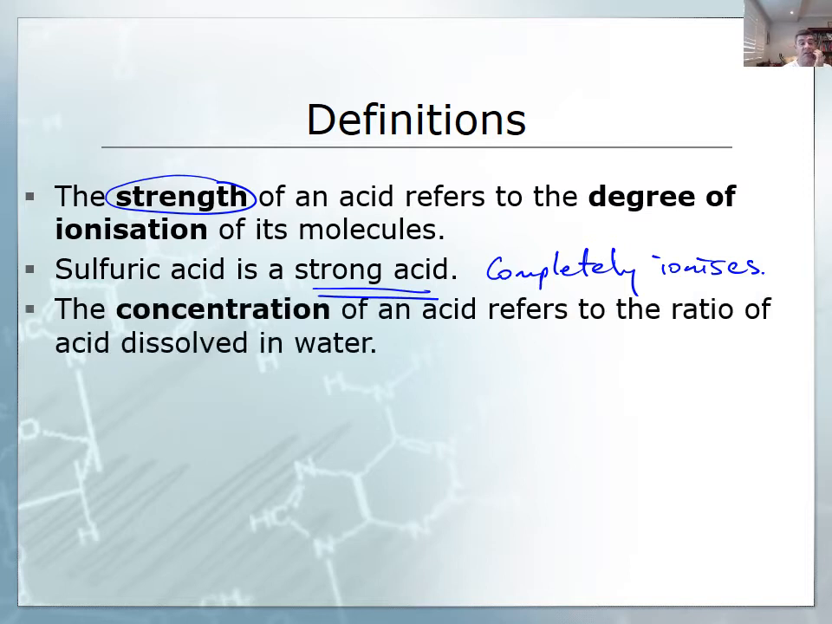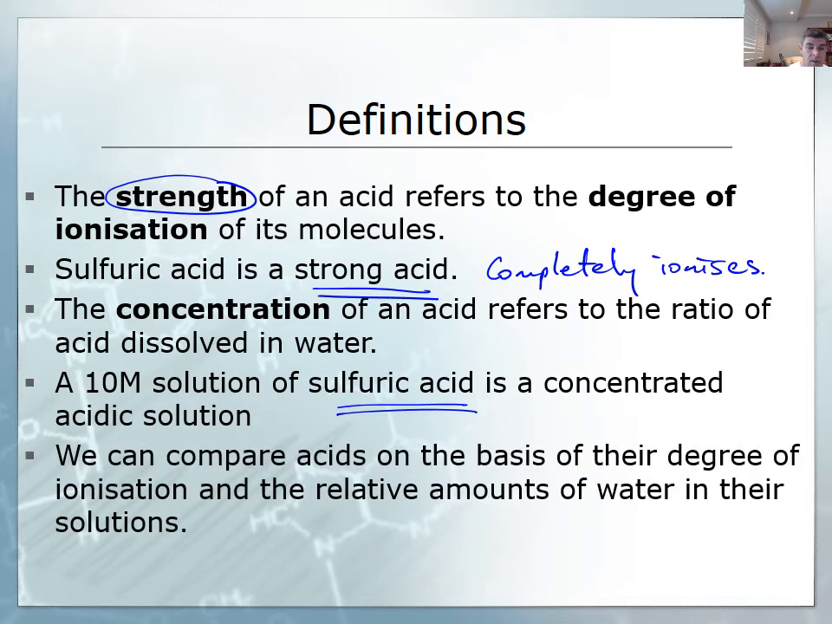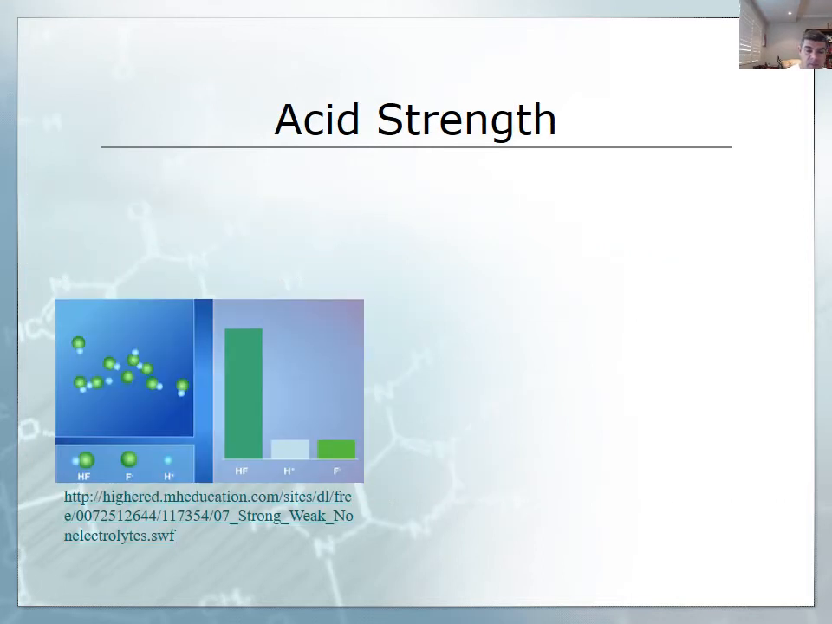The concentration of an acid is the second descriptor, and it refers to the ratio of acid to water in the solution. So a 10 molar solution of sulfuric acid is a concentrated acid solution, a lot of the acid in water. It also happens to be a strong acid as well. We can compare acids and bases on those two important qualities, their degree of ionization and the relative amount of water in the solutions. So let's look at acid strength.